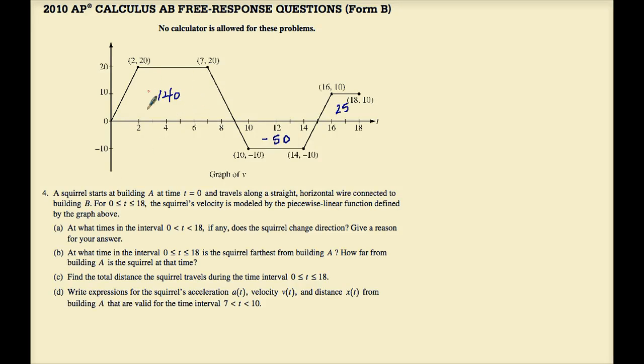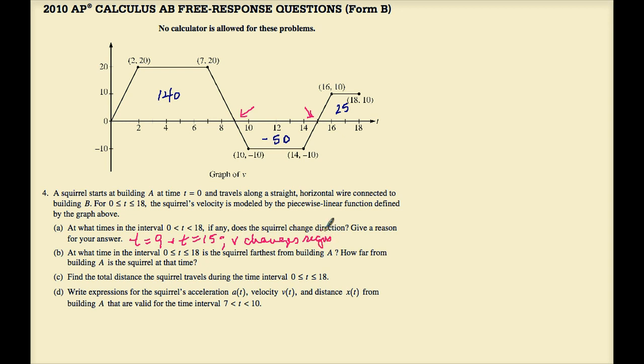In the interest of time, I went ahead and calculated the areas under the curve, which, as we know, represents distance traveled by the squirrel. At what times in the interval 0 less than t less than 18, if any, does the squirrel change direction, and give a reason for your answer? We know that the squirrel changes direction when the velocity changes from positive to negative or from negative to positive, and that happens twice in this interval, at t equals 9 and at t equals 15. So that's our answer, t equals 9 and t equals 15. Why? Because velocity changes signs.